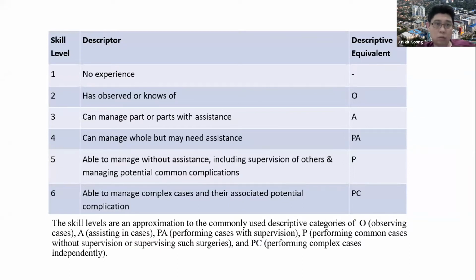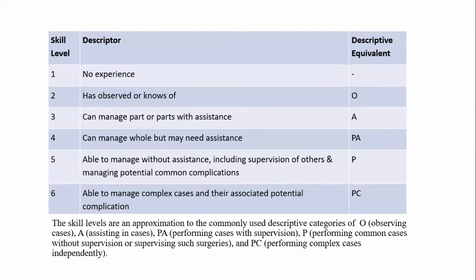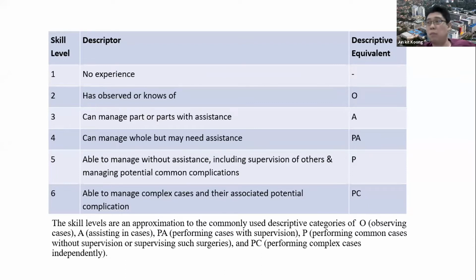Please take note. Let's just say a case which you have seen, if you have observed, those are the descriptive equivalents. Put 2. If you manage the patient with part assistance, please put 3. If you can manage but need some assistance, then please put 4, 5, and so forth. It's unlikely you'll be able to hit 6 unless you're talking about things like appendectomy or even abscesses.